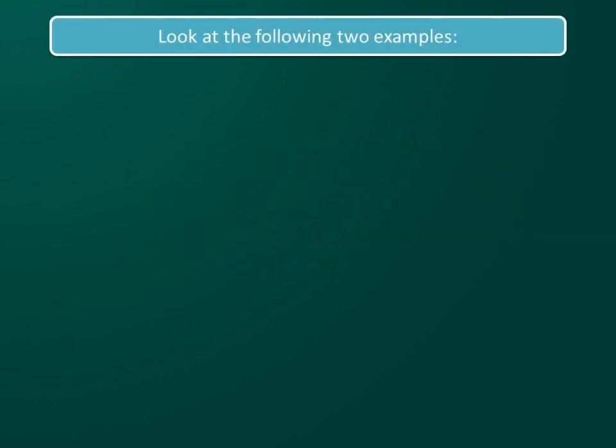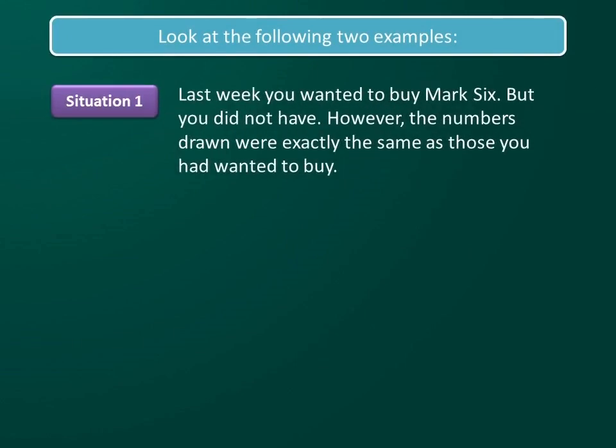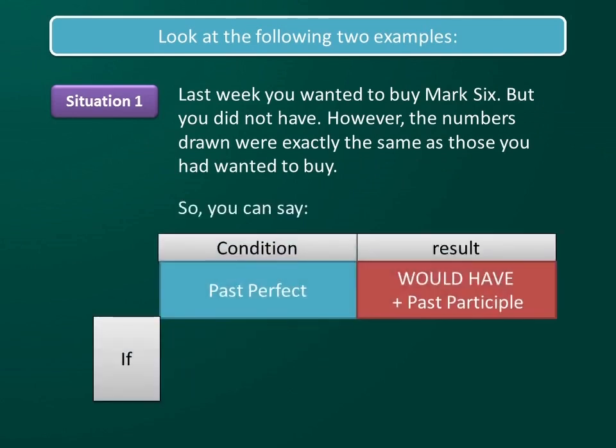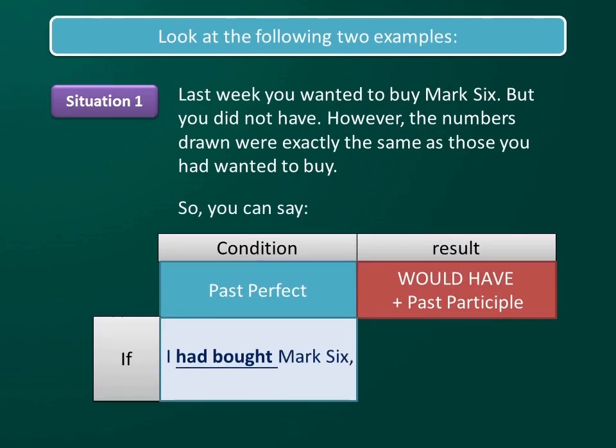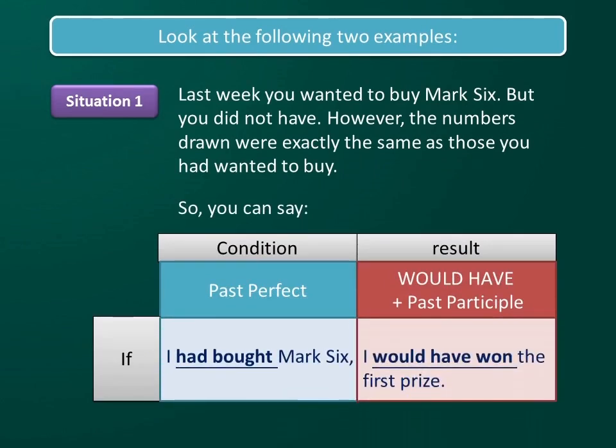Look at the following two examples. Situation 1. Last week, you wanted to buy Mark 6. But you did not buy. However, the numbers drawn were exactly the same as those you had wanted to buy. So you can say, if I had bought Mark 6, I would have won the first prize.